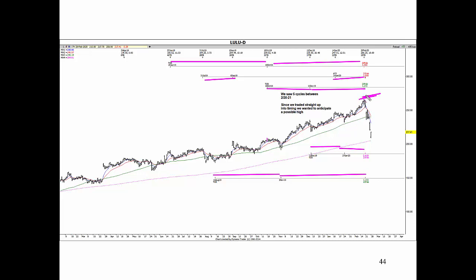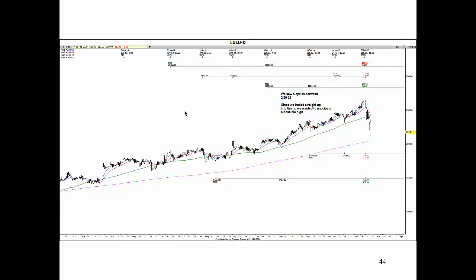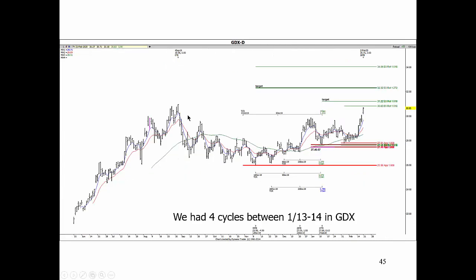So when you see a cluster of time cycles, be prepared to ratchet up your stops. If the market takes you out, fine. But if it doesn't, that's fine too. They're not always going to turn at these cycles, but when you have such a confluence like this, you definitely want to be prepared for a possible turn. Let's look at a couple more.